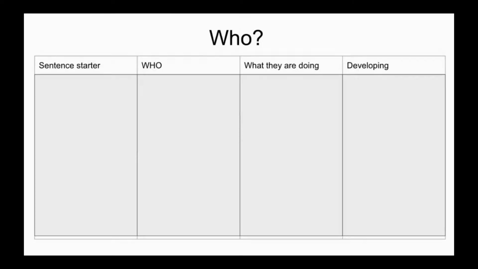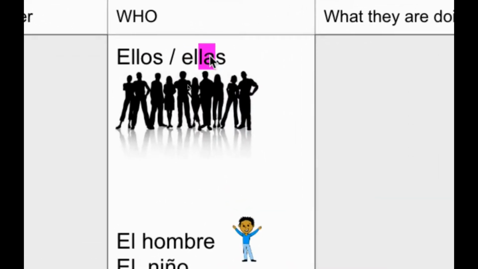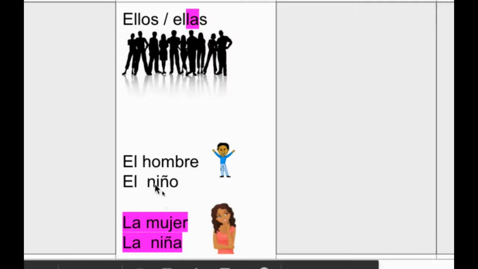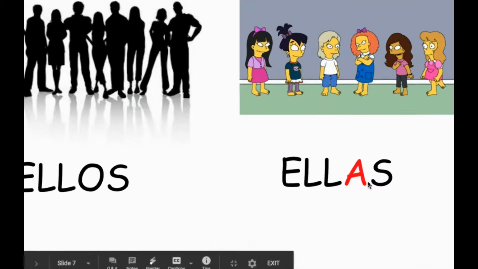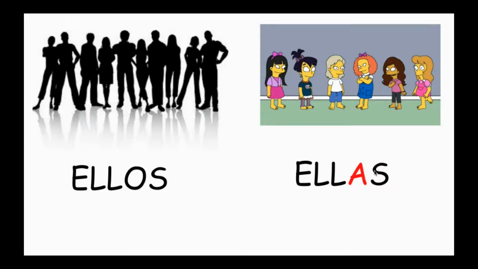Who is doing the action? And in here, as you can see, we have a group of people, ellos or ellas, or you can describe one person doing the action: el hombre o el niño, la mujer o la niña. If it's a group of people, ellos and ellas mean they. Now, what's the difference between ellos and ellas? It's pretty simple. Ellos refers to a group of people when there are only boys or boys and girls. And ellas is only used when there is a group of only girls. So ellos, boys or boys and girls, and ellas, only girls.